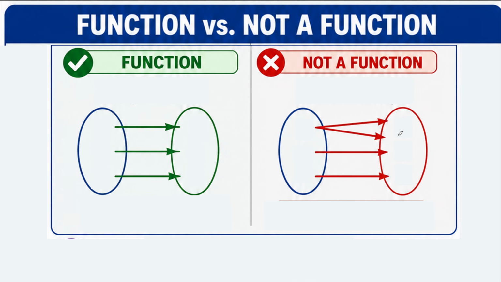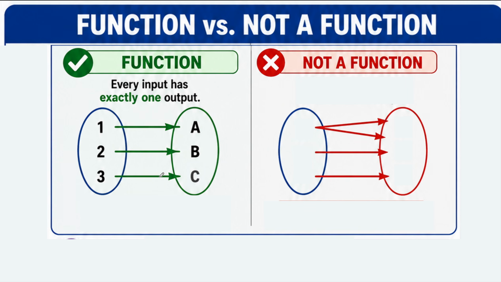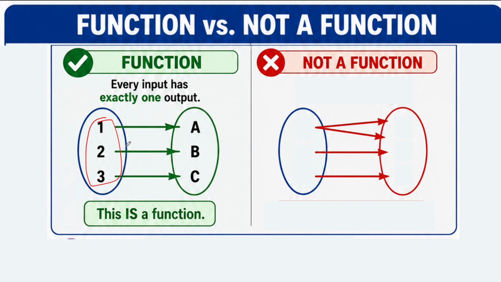Another example of a function or a not function is this. Again, pag sinabing function, every input has exactly one output. So ito yun: the input is 1, the output is A; the input is 2, the output is B; input 3, output is C. Again, wala ulit na ulit dito sa input natin. So pag ganyan, that is an example of a function.